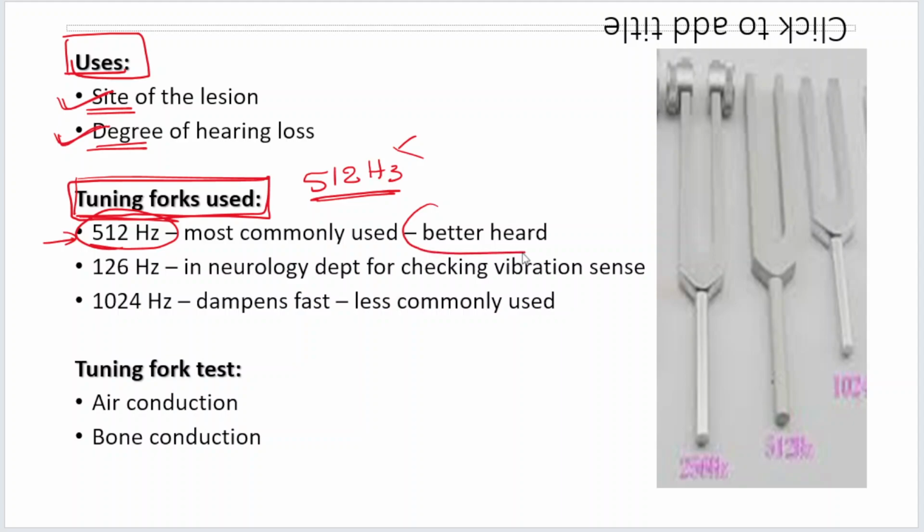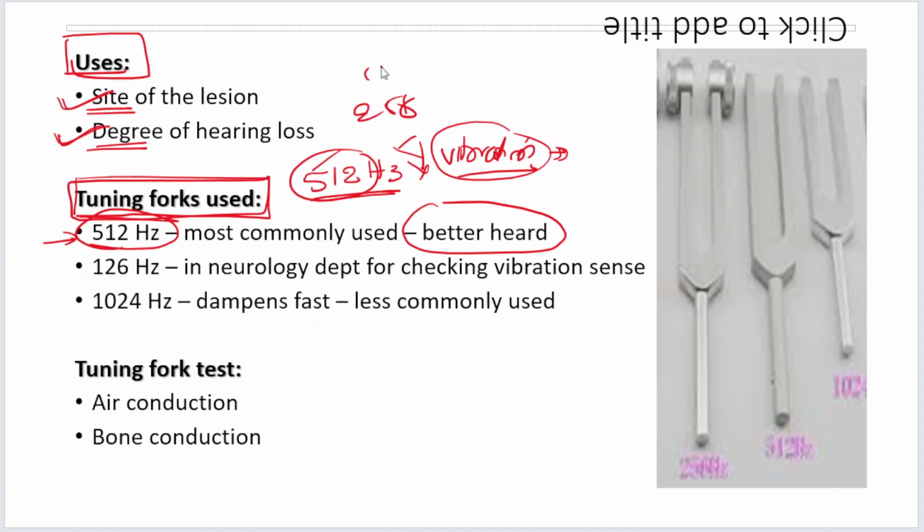Why? Because it is better heard. Frequencies lower than 512 Hertz have more vibration sense. So in addition to the sound, the patient is going to feel the vibration, which will make getting the correct response from the patient a little bit difficult. So vibration sense will be more below 512 Hertz, like 256 and 128 Hertz. They are used mostly in the neurology department for checking the vibration sense.